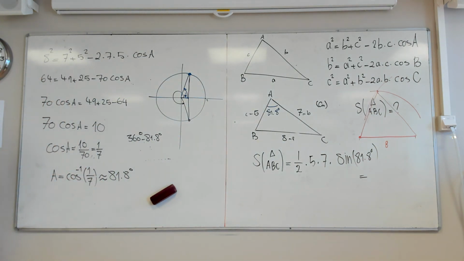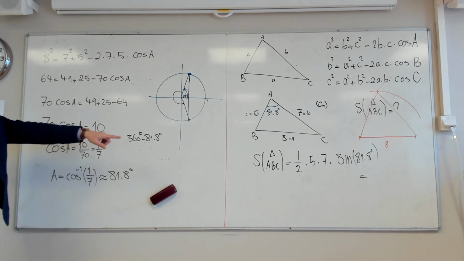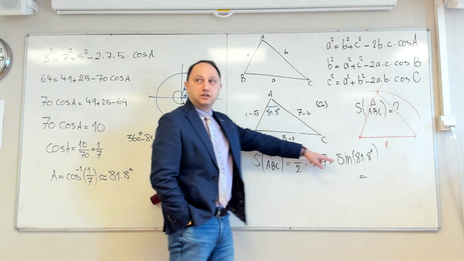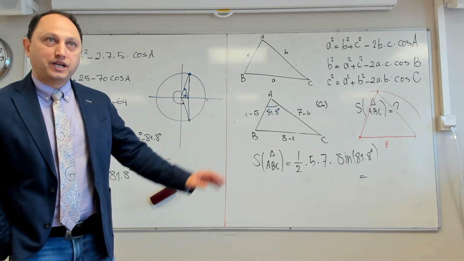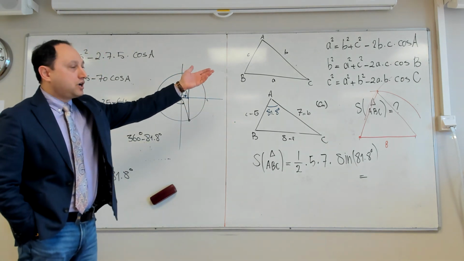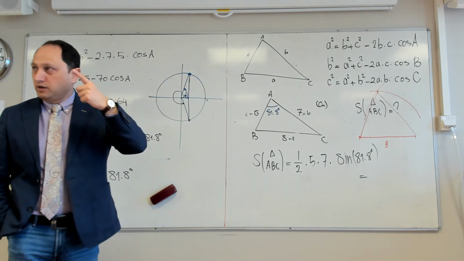So don't worry about the exact values yet. We will come to that later. Okay? You put this and calculate this number. That would be a number that is the area of your triangle. Is that understandable? So that's a combination of the cosine rule and the area rule in one problem. Yes?